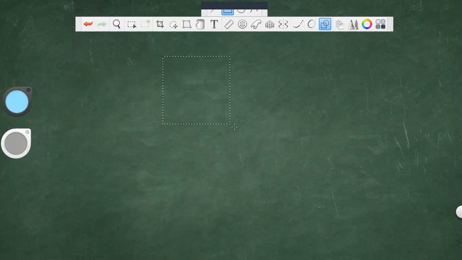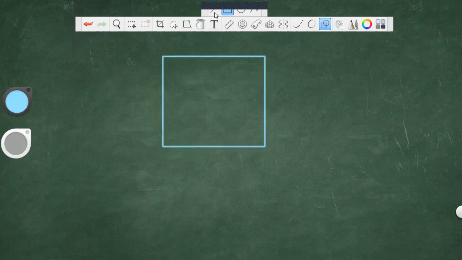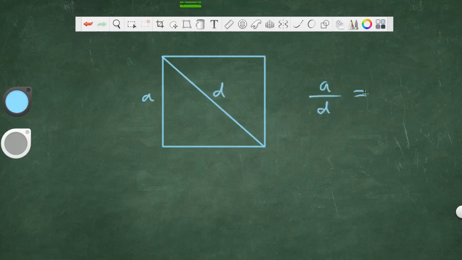So what he observed is that when he took a square, he was unable to express the side. Let's say this is the side and this is the diagonal. So the ratio of this side to the diagonal as a ratio of two integers, he was unable to express that a by d in p by q form. So it is just another case.